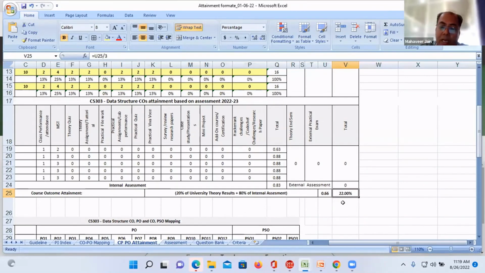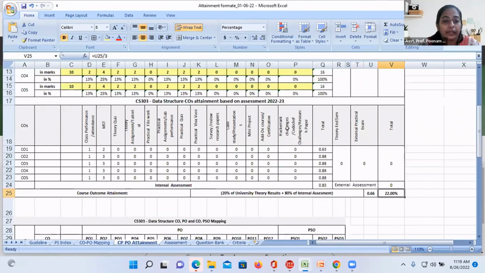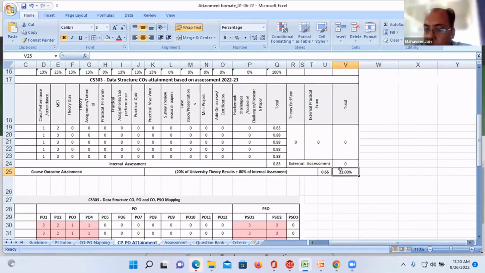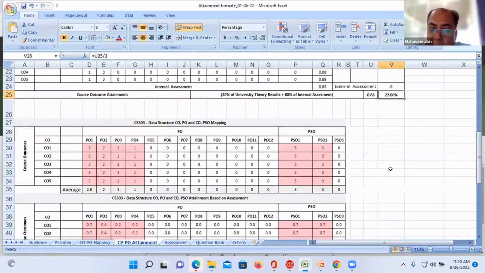Okay. So am I making sense? Yes, sir. Okay. So when you achieve the CO attainment level, this is the CO attainment level 22%, then I need to calculate the PO attainment level. Getting my point? So CO attainment level will be decided by the assessment methods, and how we calculate the PO attainment level with the help of CO attainment level.